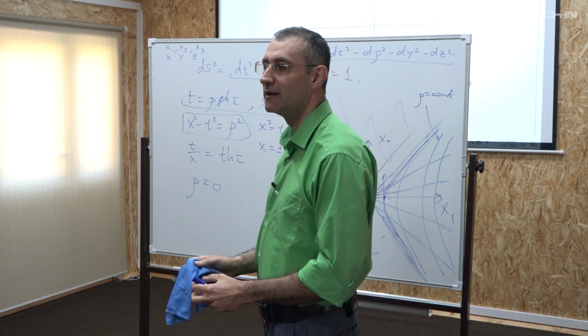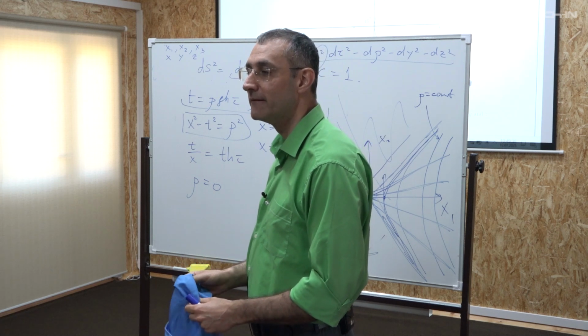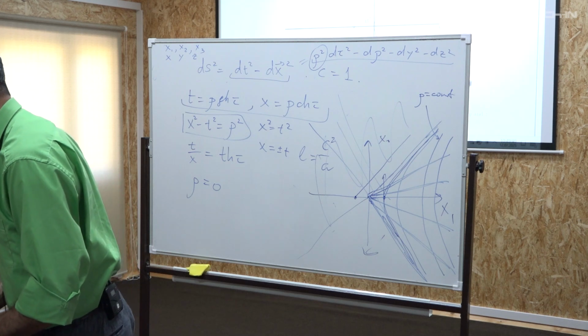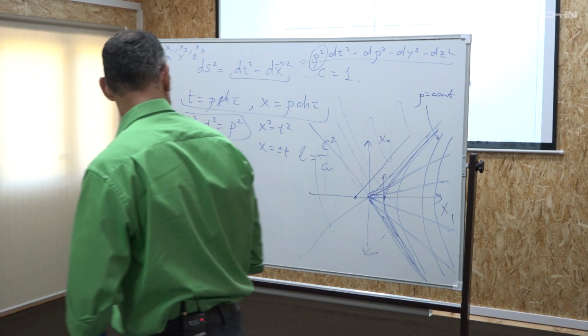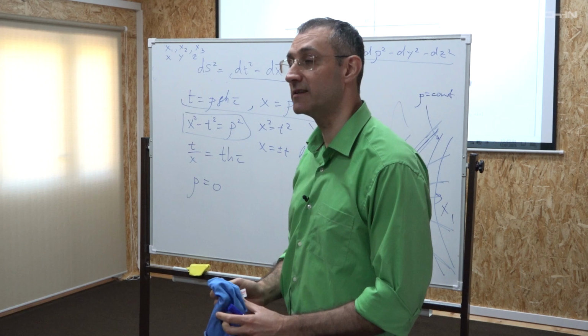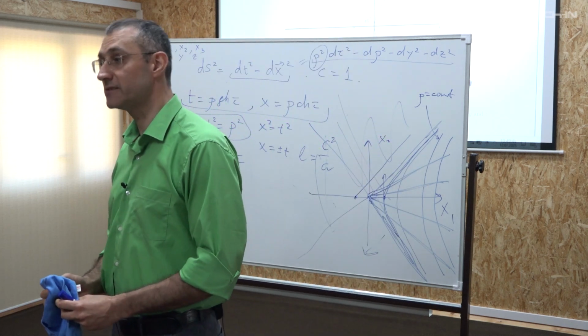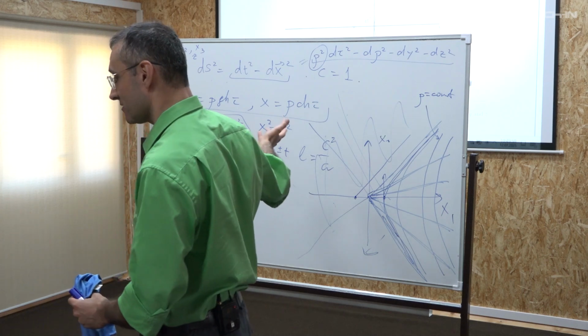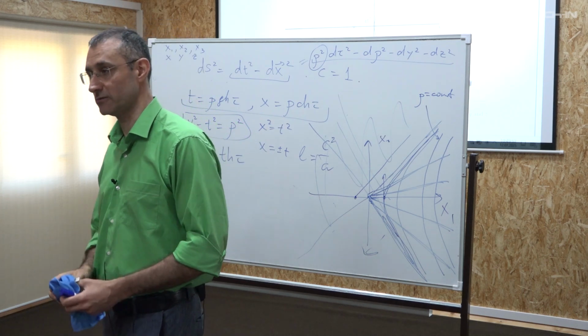Does your horizon coincide with the light cone here? Yeah. The horizon always coincides with the light cone. It's a property of the horizon. In a general situation, it is a curved light cone.